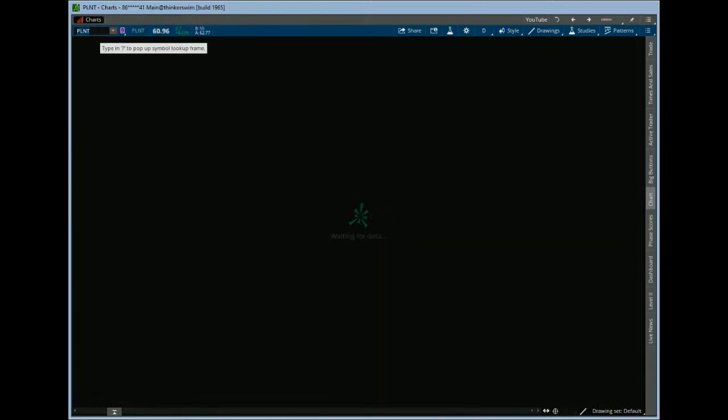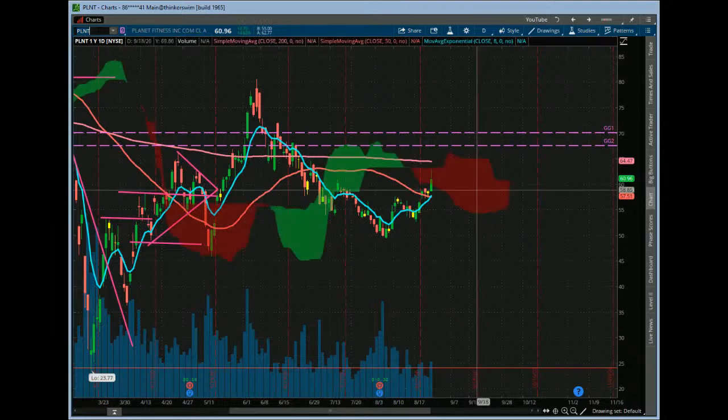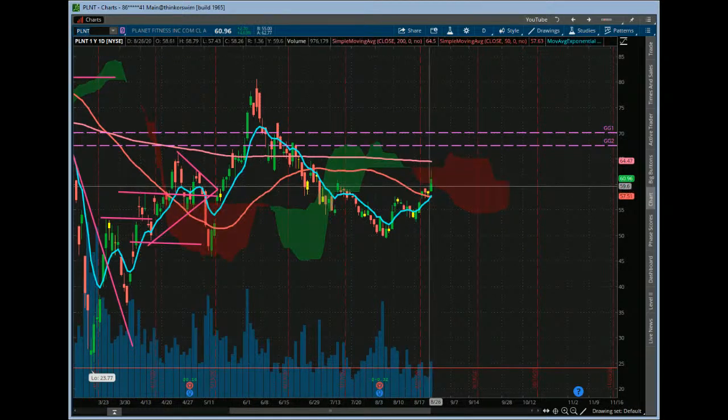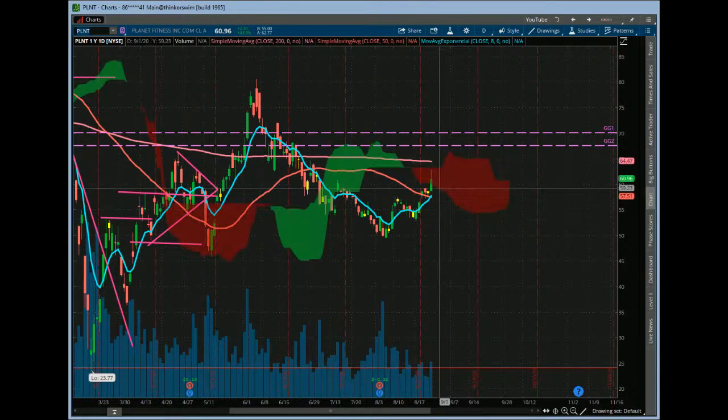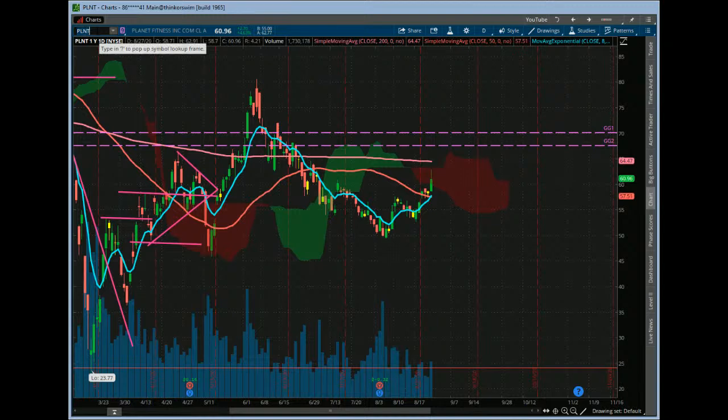PLNT again. These names too. Again, the gyms, the casinos, the cruise lines, the airlines. Right. Anytime there's a cure coming out, these things like to get a move. So it did get a little bit of a push there today. Upper shadow here at the top of the cloud. So let's see how it handles those levels going into tomorrow.